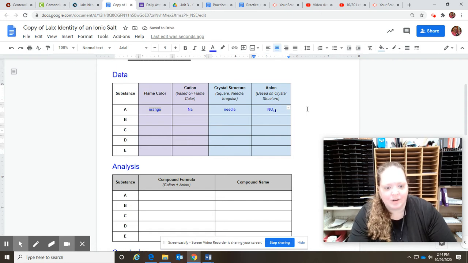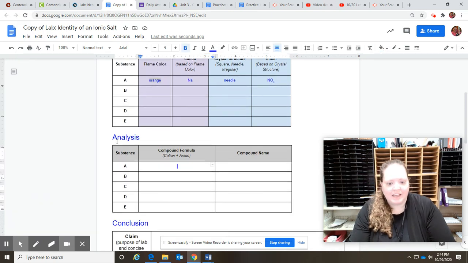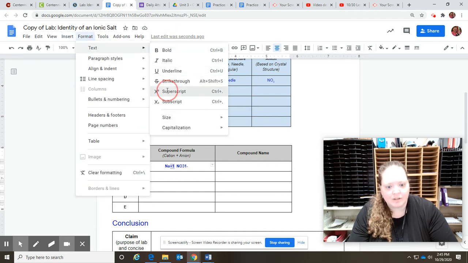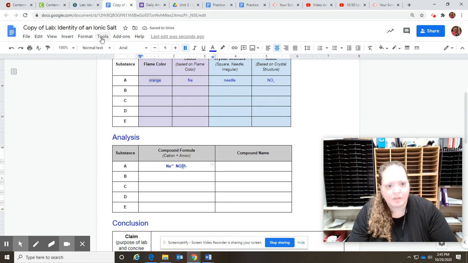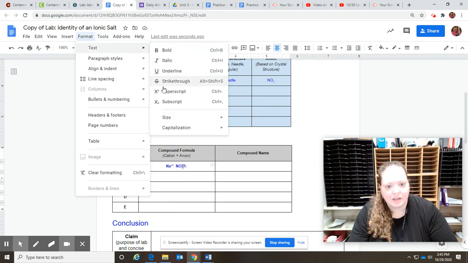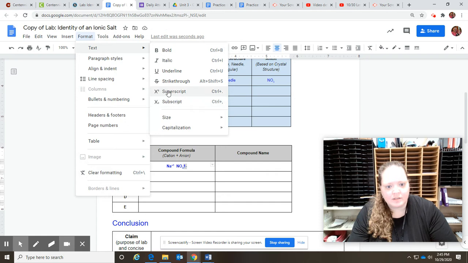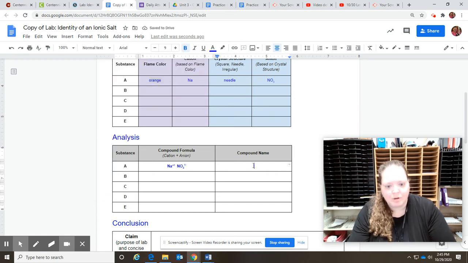For the analysis here, my cation would be Na with a 1 plus and NO3 with a 1 minus. I'll make my little superscripts here. The 3 is a subscript, and the minus 1 is a superscript, and we have a +1 and -1, so my charges equal 0. That's the big thing.